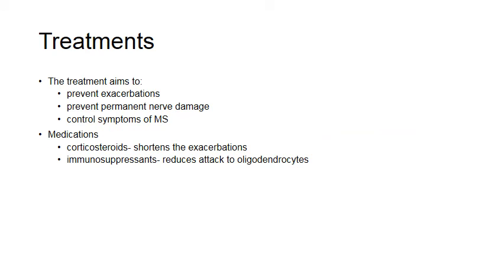When it comes to multiple sclerosis, the treatment will aim to prevent exacerbations, prevent permanent nerve damage, or control the symptoms of MS. The medications given for people with MS are corticosteroids or immunosuppressants. The corticosteroids will shorten the exacerbations, and the immunosuppressants will reduce the attack to the oligodendrocytes.